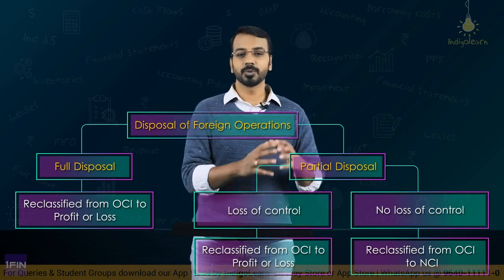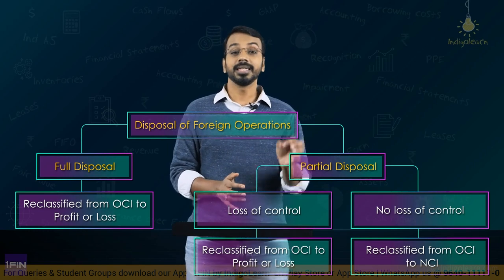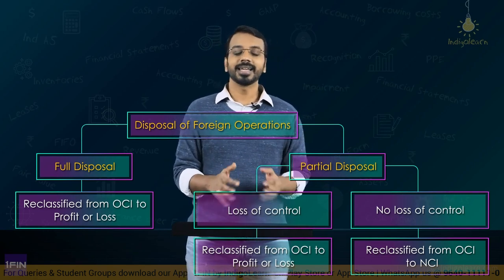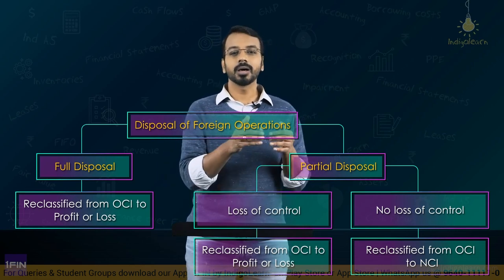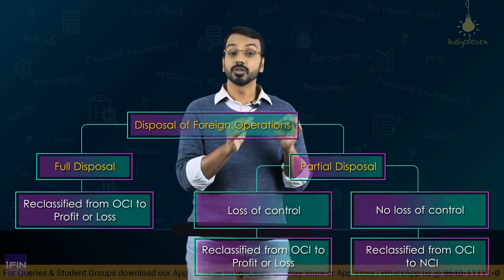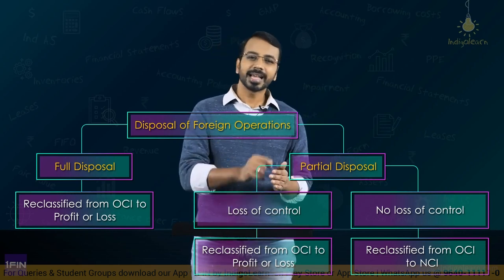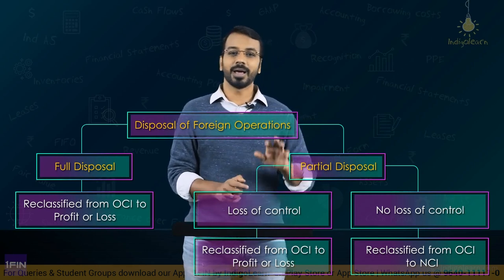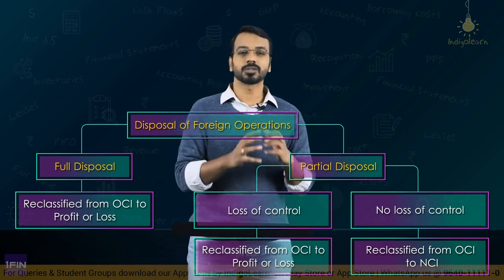Now, the second part is where it is slightly tricky, where there is a partial disposal. Under partial disposal also there could be multiple scenarios possible. If the partial disposal is of a subsidiary and because of the partial disposal, the entity has lost control. Now, when the entity loses control, what does it mean? The subsidiary will no longer be consolidated in the financial statements as a subsidiary. Okay. So, if there is a loss of control, then it is as good as a disposal.